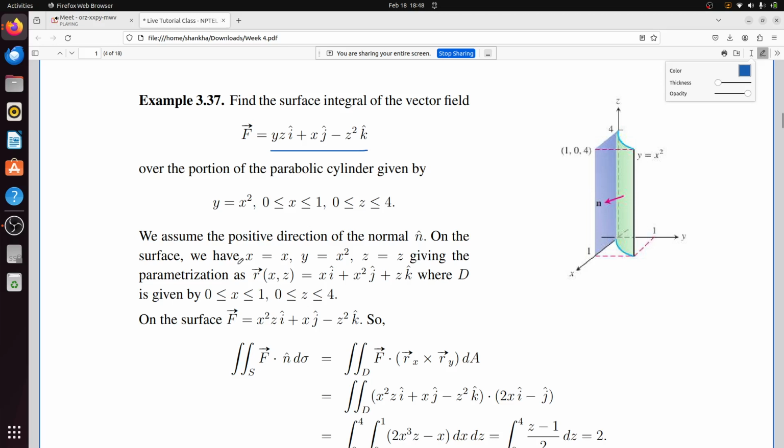Okay, so x is equal to x, and you have to parameterize this surface. The parametric representation of this surface is x equal to x, y equal to x square, and there is no relation on z, so z is simply z. This parameterization gives you r(x,z) equal to x i cap plus x square j cap plus z k cap, where the domain on which you have to integrate is x from 0 to 1 and z from 0 to 4.